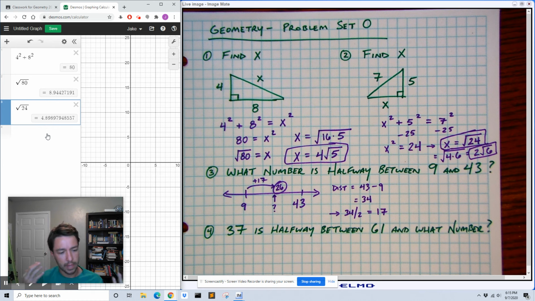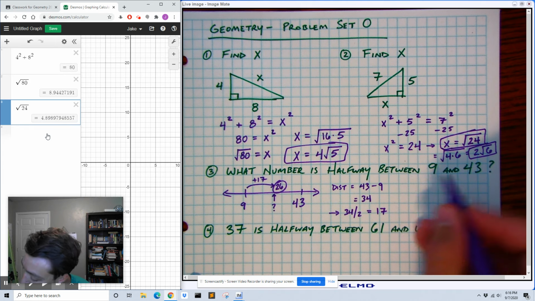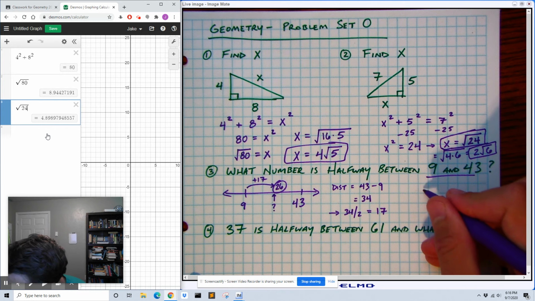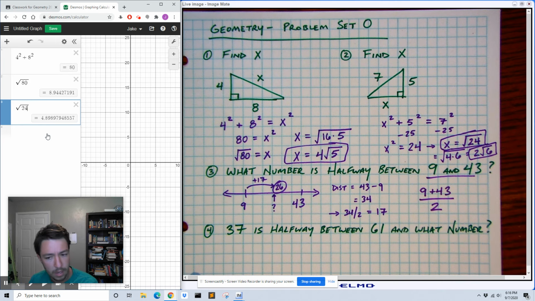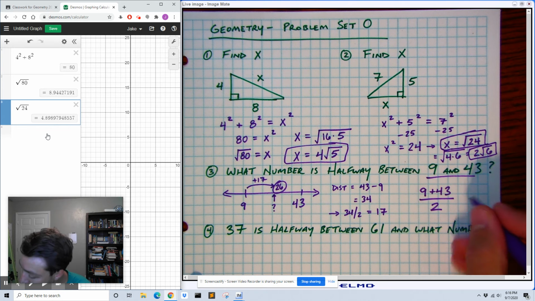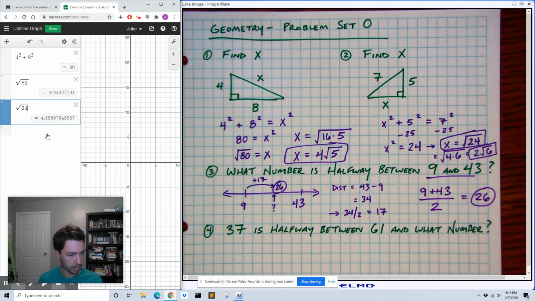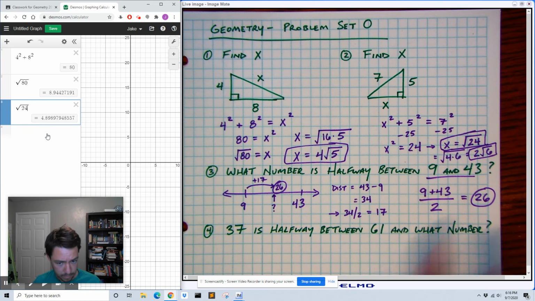All right? Now, if you're confused, you should try to make an effort to make sense of it, to try to understand that logical process. But also know that there's a formula. You've probably heard of it. It's called average. So halfway between 9 and 43, you can just go 9 plus 43 and then divide it by 2. So 9 plus 43 is 52. 52 divided by 2 is 26. Okay? So, yeah, there you go. There's a fast way to get the answer. All right?